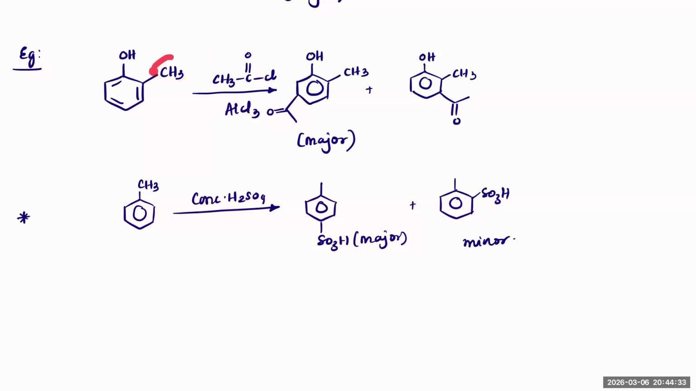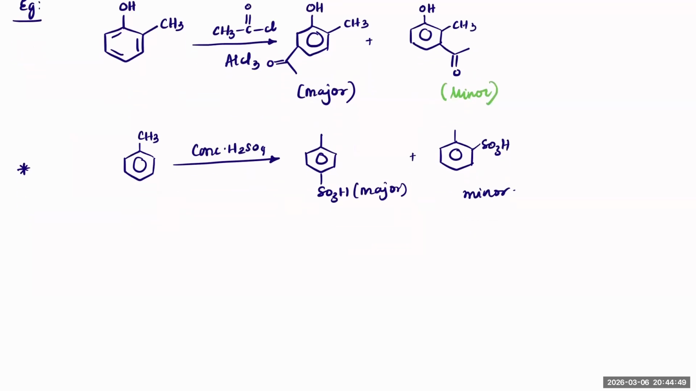Okay. So with respect to methyl, if you compare, this is ortho, ortho and para. According to that, acylation will happen on the para position and on the ortho position, and this will be the minor product. The other one will be the major product. Got it?